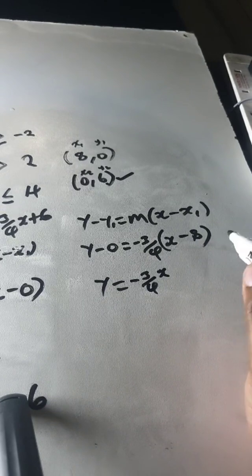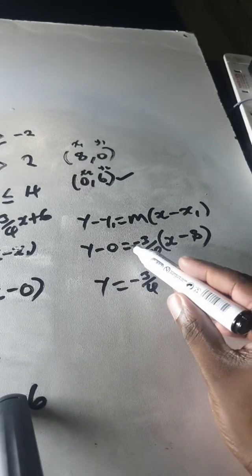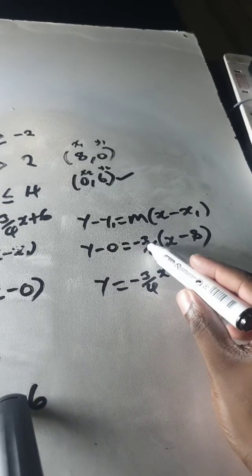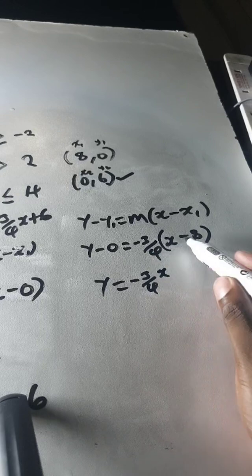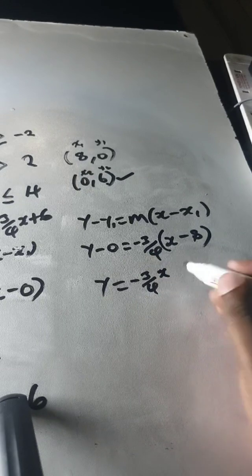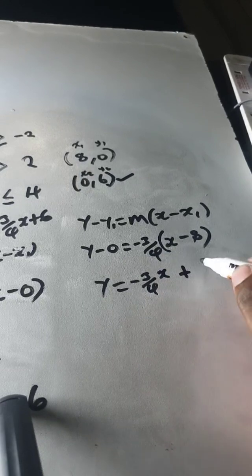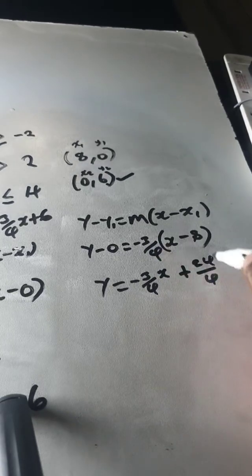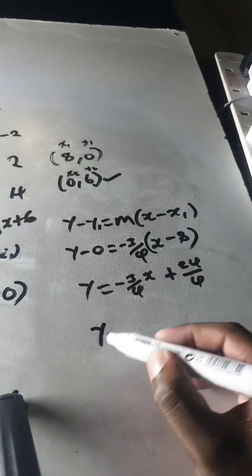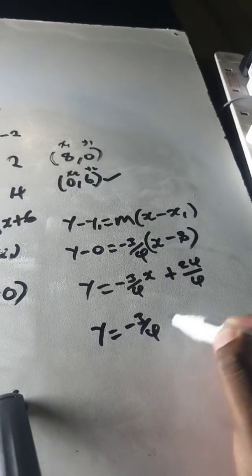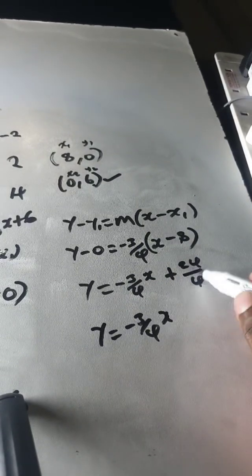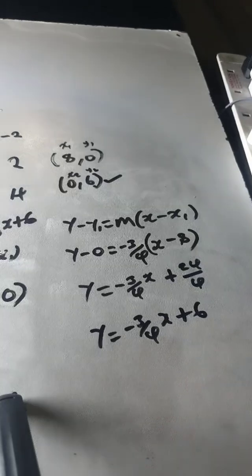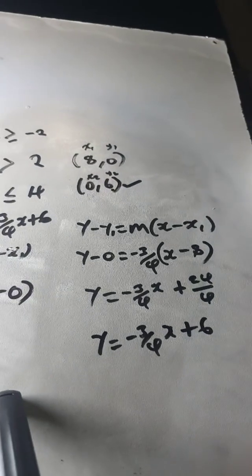Then we say negative 3 over 4 times negative 8 is positive 24 over 4, because 3 times 8 is 24. So y is equal to negative 3 over 4x plus 24 over 4, which is 6. You still find the same.